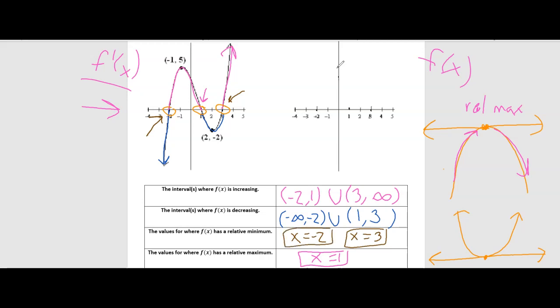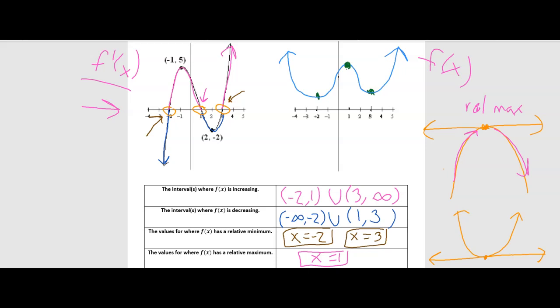Okay, so we have a bunch of characteristics written down for the original function. Now we just have to build a graph and fit these characteristics in here. So take a minute or two, see if you can sketch a graph on your own that incorporates all of these characteristics that we've written down.